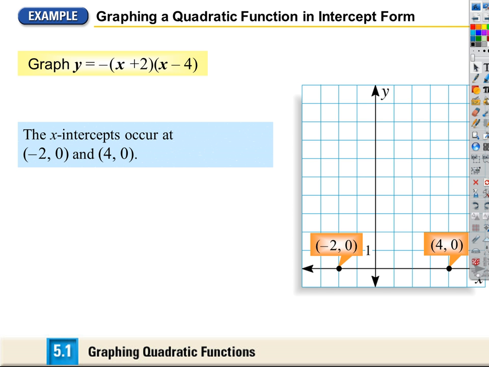Well, how can I find the vertex if I know that the x-intercepts are at negative 2 and positive 4? It's got to be symmetrical, doesn't it? So it's got to be in the middle. Well, what's our mathematical way of finding a middle value? Now, what's the middle value of 3 and 11? How do you find it? Real quick. What do you think? Add the two values and divide by 2. Yeah, you average. Add them and divide by 2, right? We can do the same thing here.